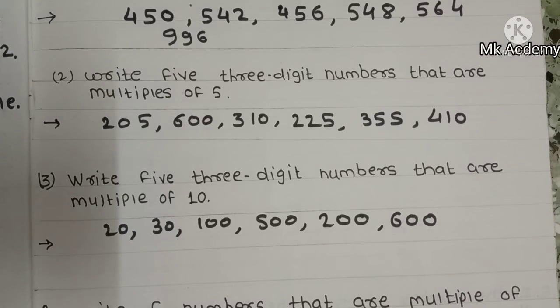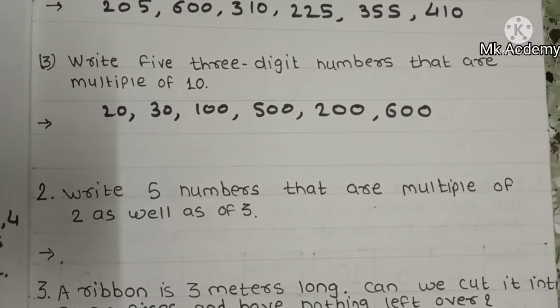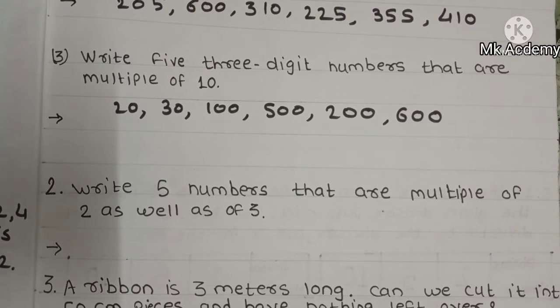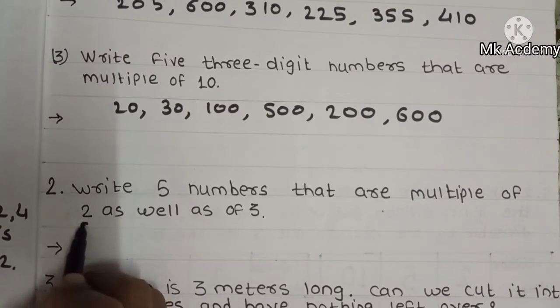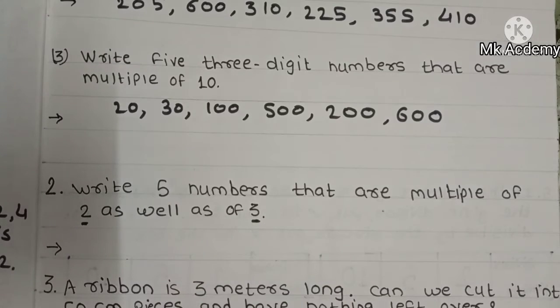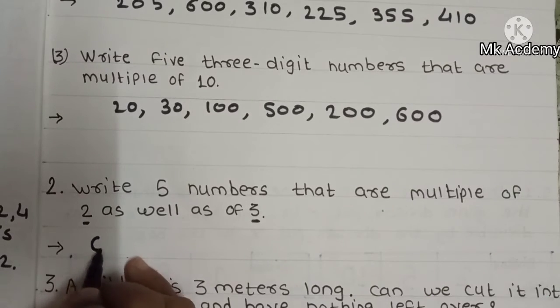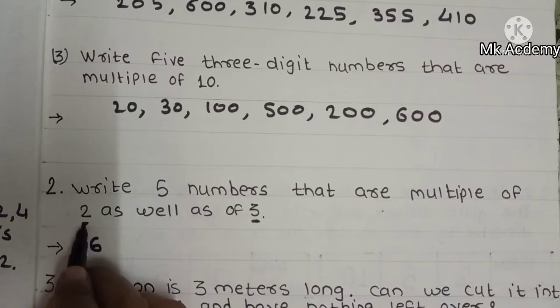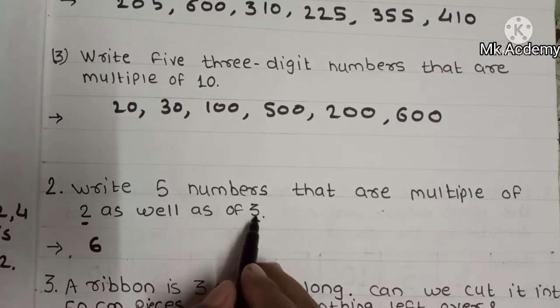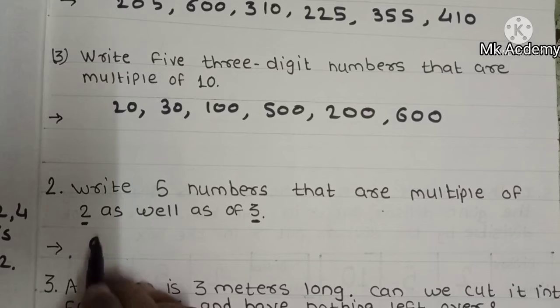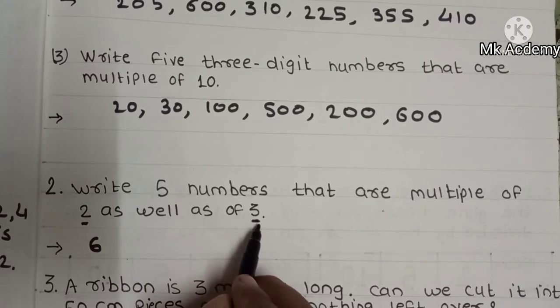Now question number 2. Write 5 numbers that are multiples of 2 as well as 3. We have to write down 5 numbers that are multiples of 2 as well as 3, meaning the number is divisible by 2 and also 3. Now first take 6. 6 is divisible by 2. 2 3s are 6 and 3 2s are 6, so 6 is divisible by 2 as well as 3.